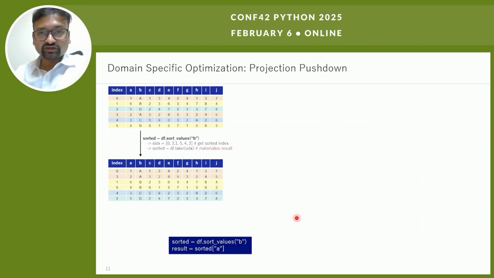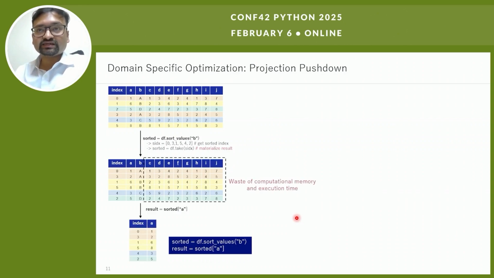Not only the target columns A and B, the rest of the columns like C to J will get sorted, and that will never be used in your final result, because you're only interested in the sorted values from the A column after the result is sorted by B. So the C to G columns will get sorted based on the B column. It will occupy memory, but it will no longer be needed. So it is a waste of computation time and memory.